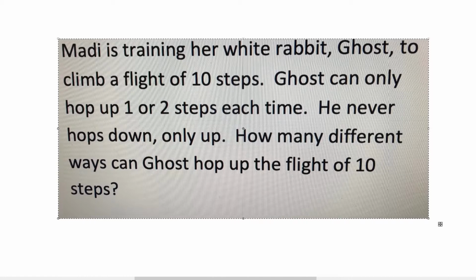Okay, so this problem is a combinatorics problem. That means basically we're counting a lot of things. So what we're counting here is the number of ways that Ghost can hop up. When we do a combinatorics problem, the important thing is figuring out a way to keep track of everything you've counted so that you don't count the same thing too many times. Also, so you don't skip anything.